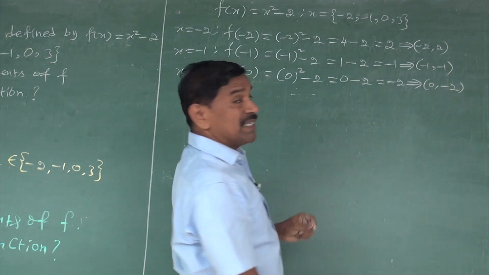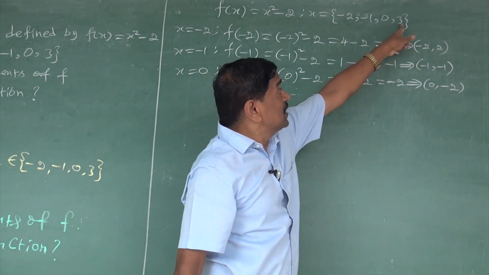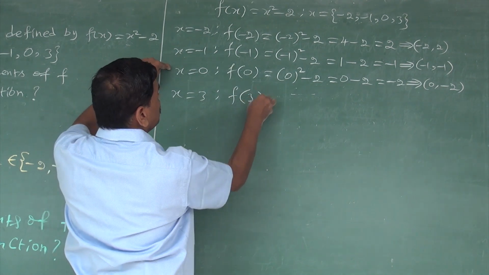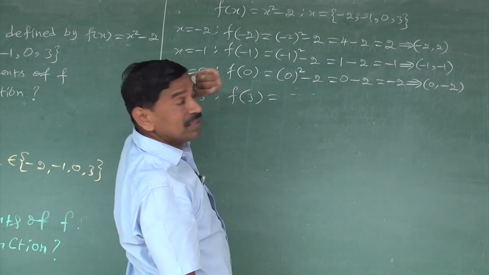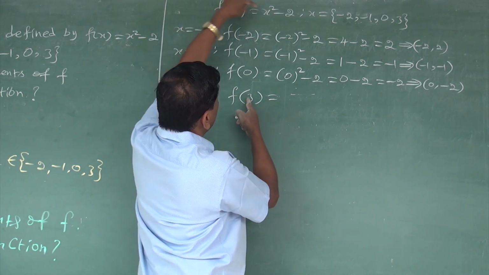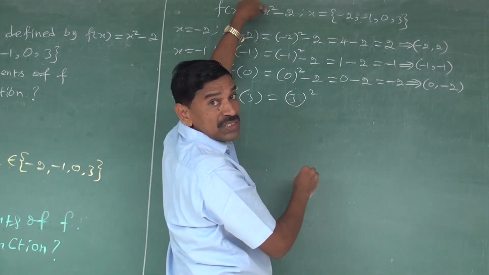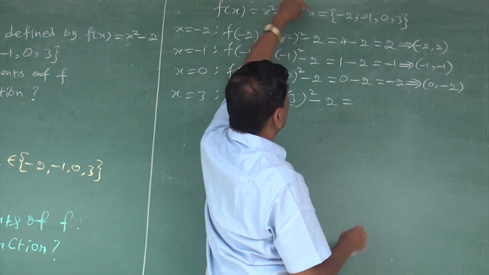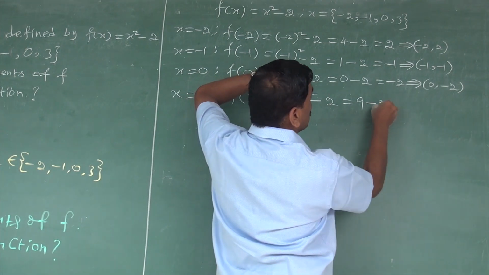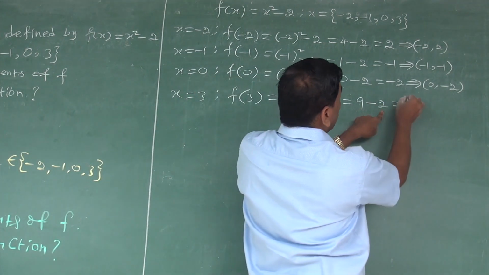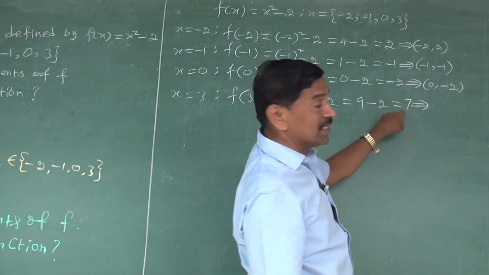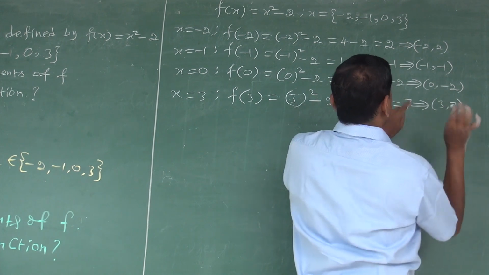Next x value, when x is equal to 3. f of 3 means x is replaced by 3. f of 3 is equal to 3 the whole square minus 2. 3 square equal to 9, already minus 2, so 9 minus 2 equal to 7. What is the ordered pair? 3 comma 7 is the ordered pair.